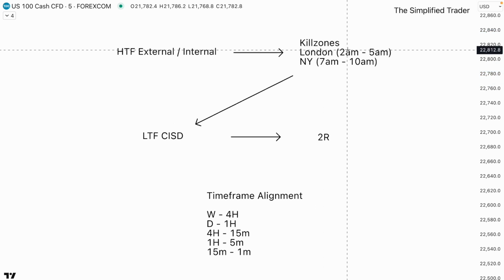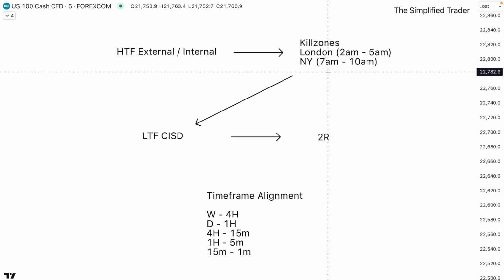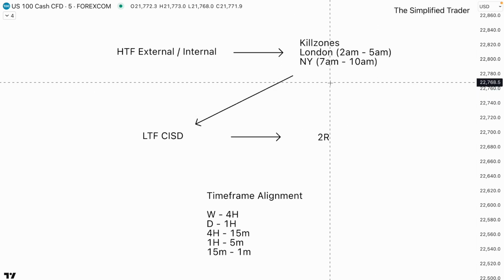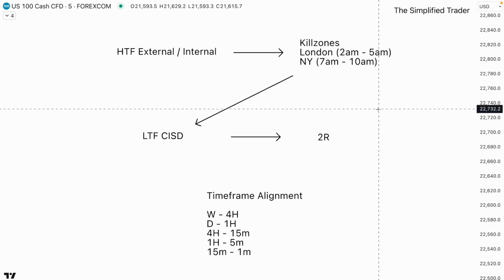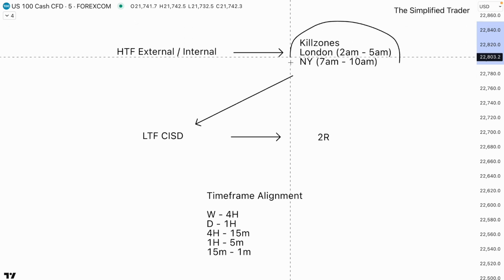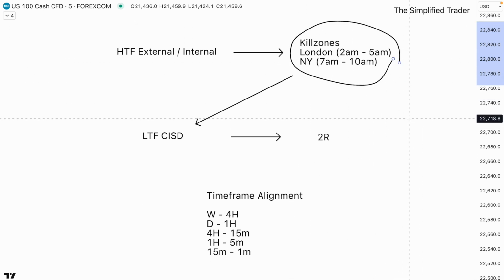London kill zone from 2 a.m. to 5 a.m. New York kill zone from 7 a.m. to 10 a.m. Do not trade Asia kill zone with this model. Now, these are New York times, UTC minus 5.